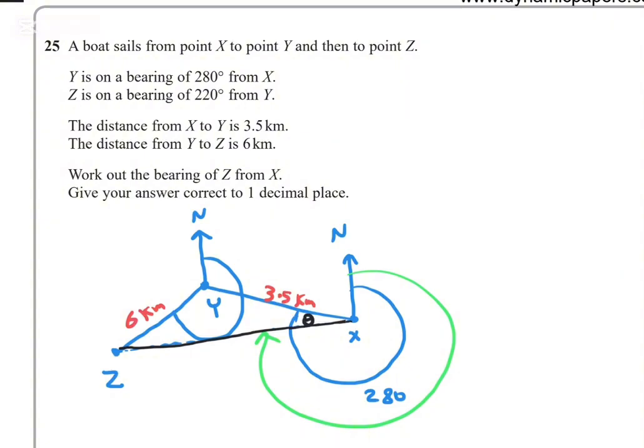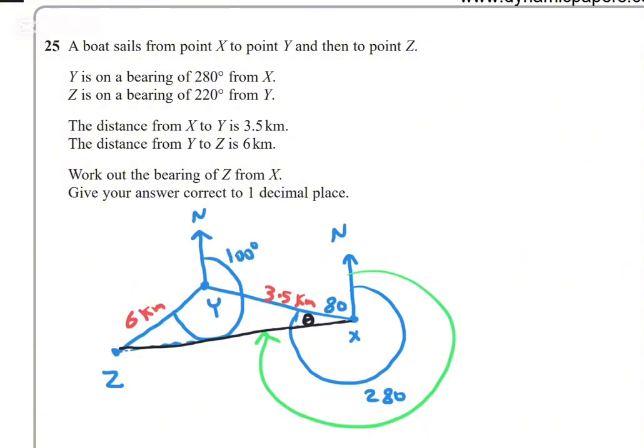But we have the bearing of Y from X, which is 280. So this means this angle is 360 minus 280. So this angle is 80. Now if this angle is 80, we can deduce that this angle is 100. So this angle is 100.